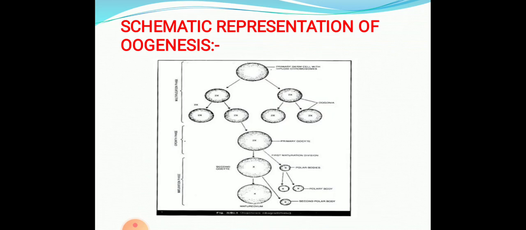Okay, so what is oogenesis? Oogenesis is the process of formation of what? The mature egg, which is formed in the female gonad, that is the ovary, isn't it?